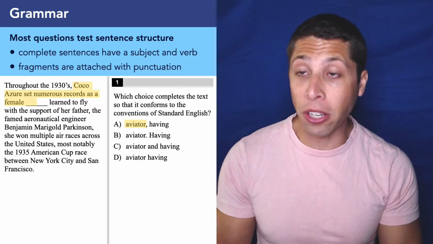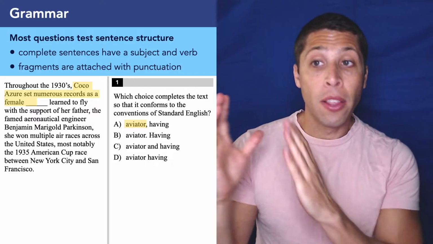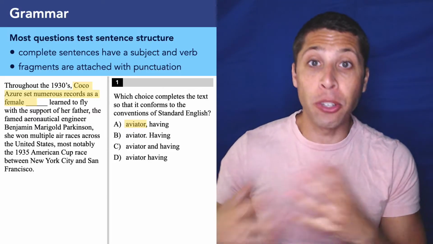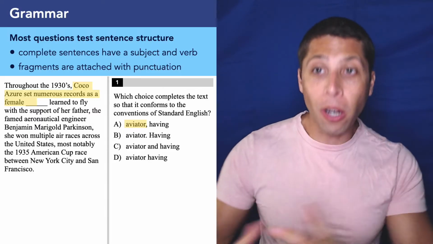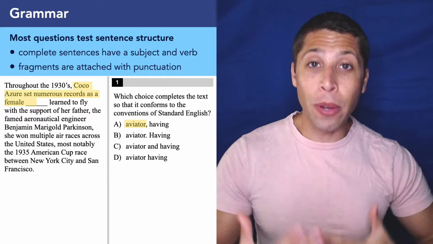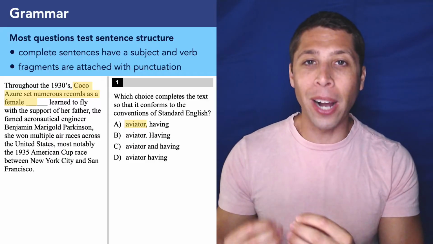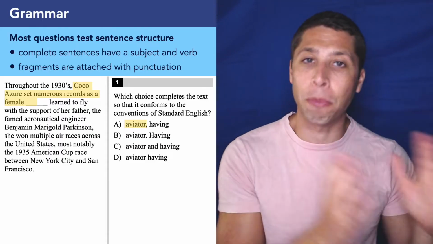I just highlighted this to show this is what a sentence sounds like. It does have a subject and a verb. The subject here is Coco Azure. The verb is set, so a verb is an action, and a subject is the thing that does the action. So Coco is setting the records. There's our sentence. So now we have to continue and think, what are these extra clauses doing? Where else are we kind of moving through ideas in a sentence versus fragment kind of way?